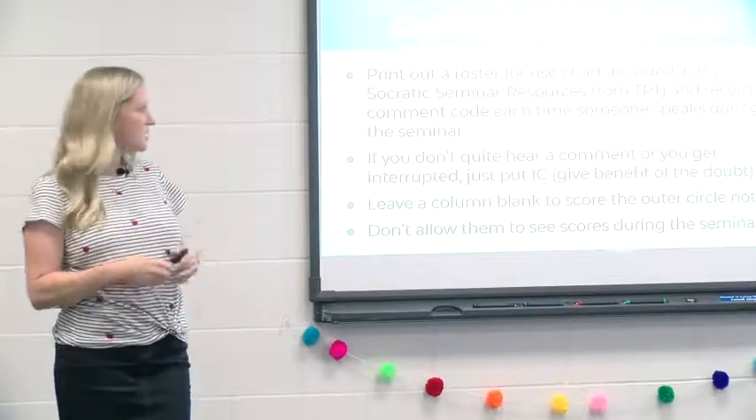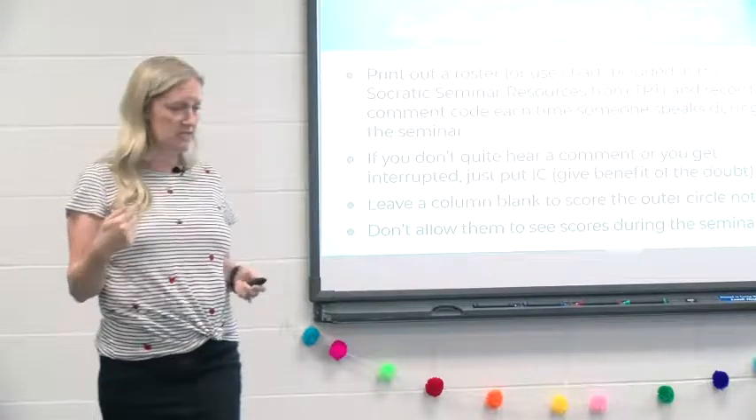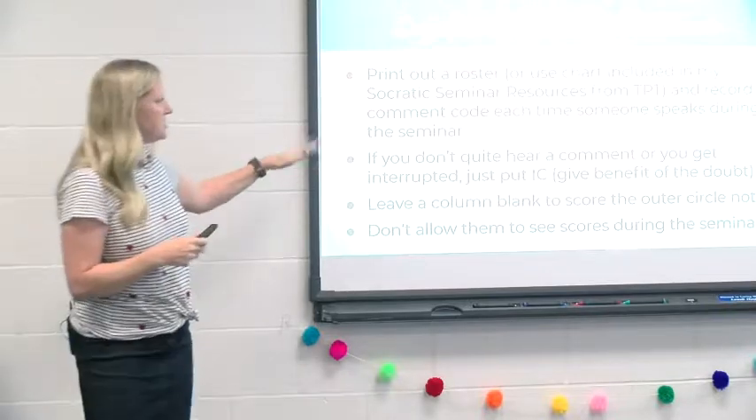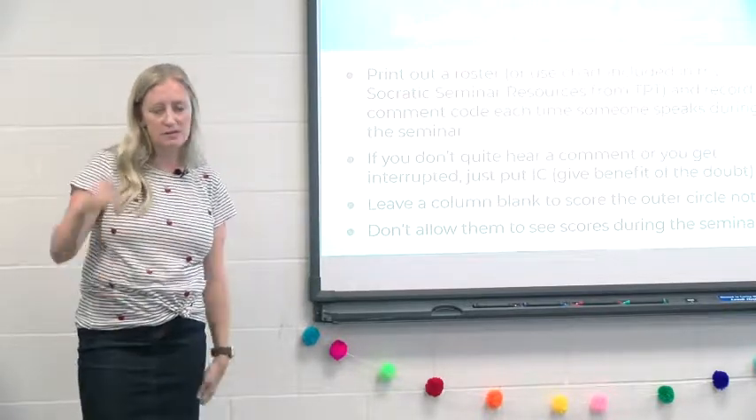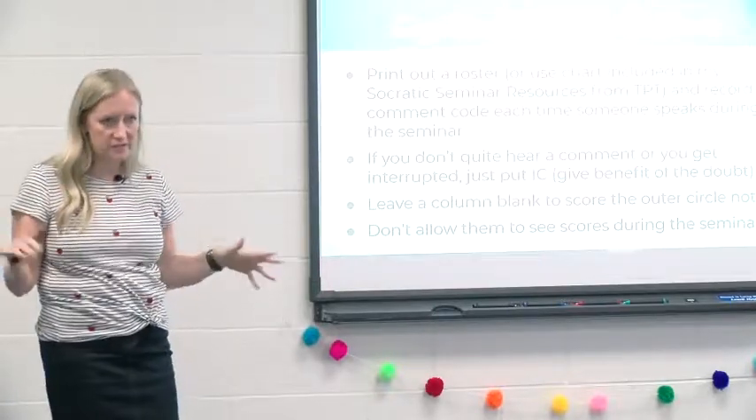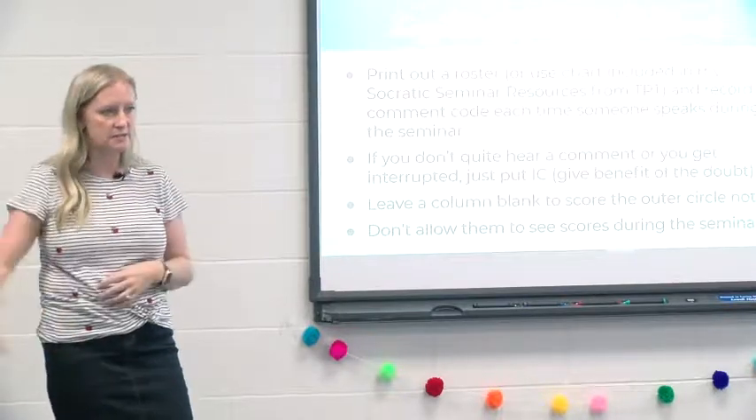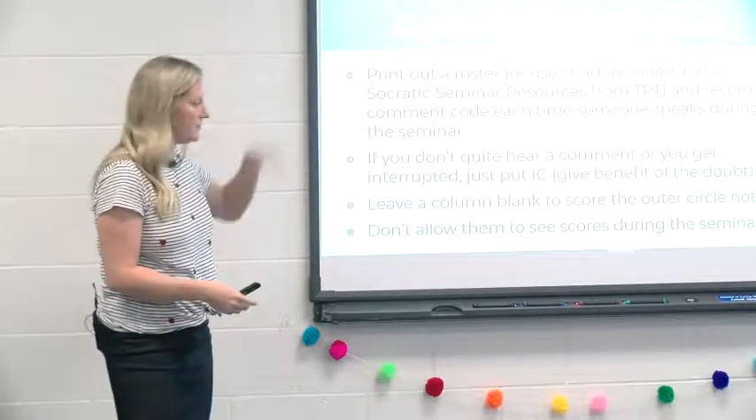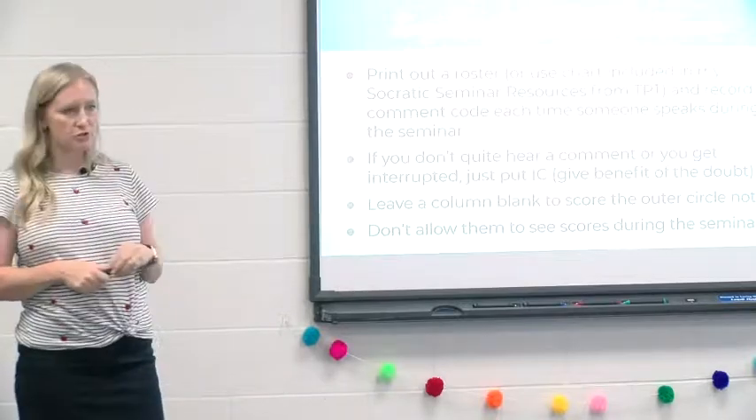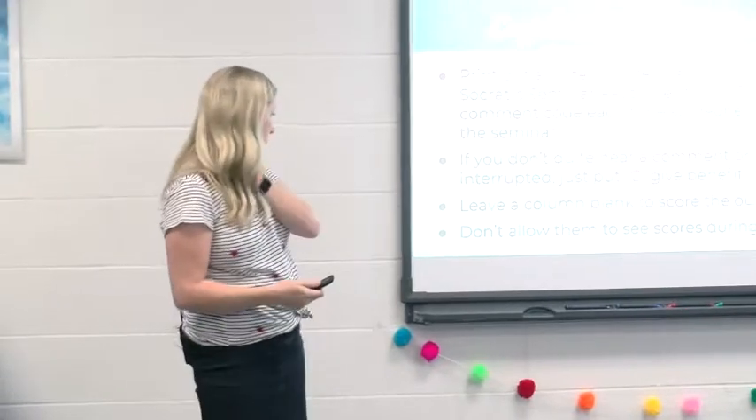So print out a roster, or I have a chart that I'll give you, and then record that comment code. It's really very easy. It sounds like it would be hard, but you're just listening. And then I always say, if I don't quite hear a comment, maybe somebody says, can I go to the bathroom? I'm like, oh, I'm trying to listen to so-and-so. I just put IC. I give them the benefit of the doubt. They get points. I kind of know that that person was talking. I didn't quite hear what they said because something was going on in the hall or my mind left me for a minute. I just put down IC. And then I leave a column blank for the outer circle notes, which I do add to the grade. But you don't have to. You could just have them turn them in.